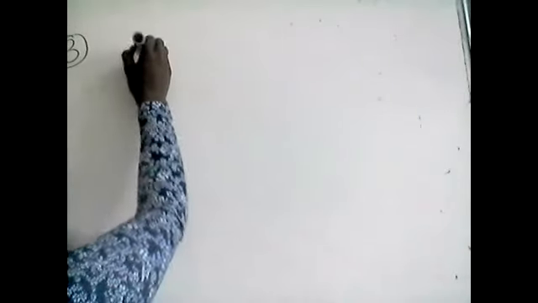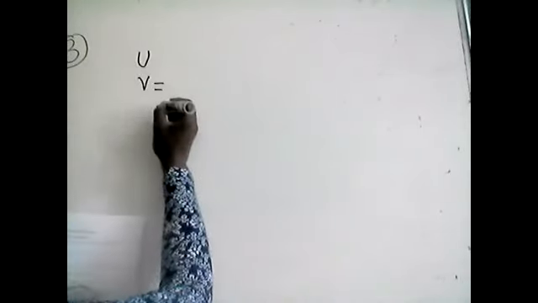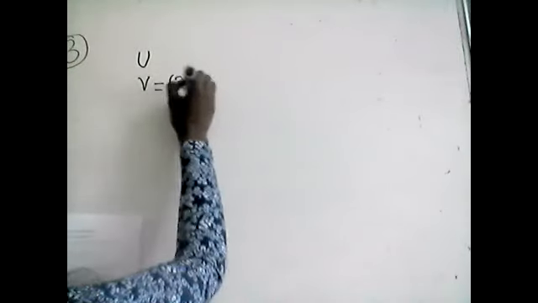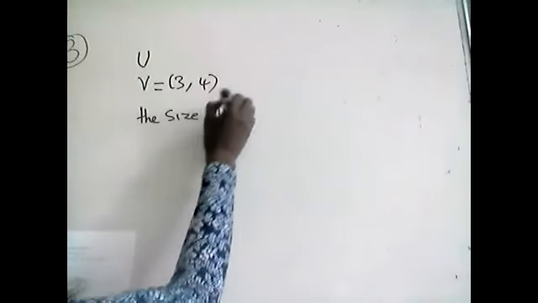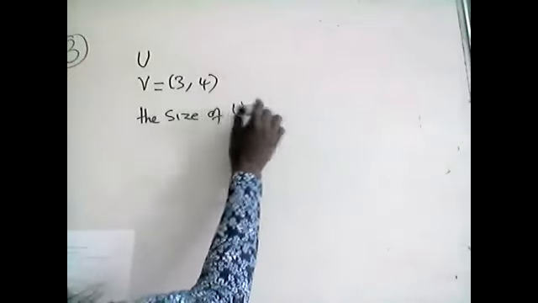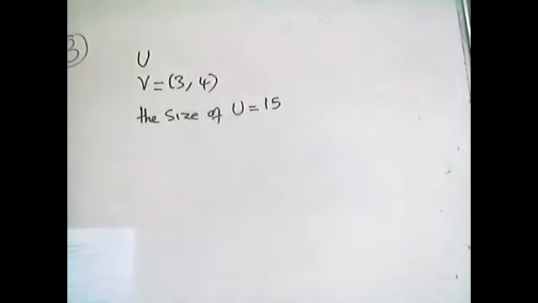So question number 4: find the vector U that is perpendicular to vector V, where vector V has the coordinates 3, 4, and the size of vector U, so the magnitude of vector U, is 15.